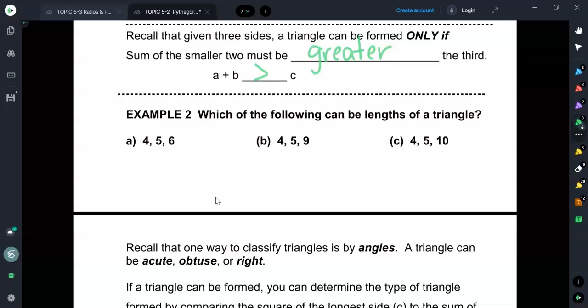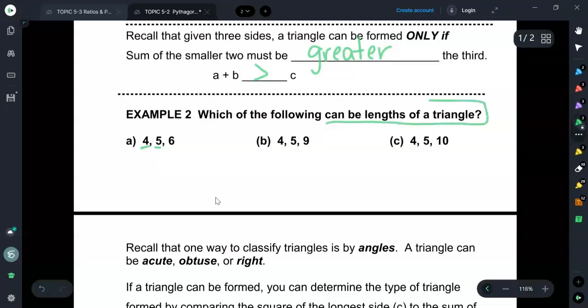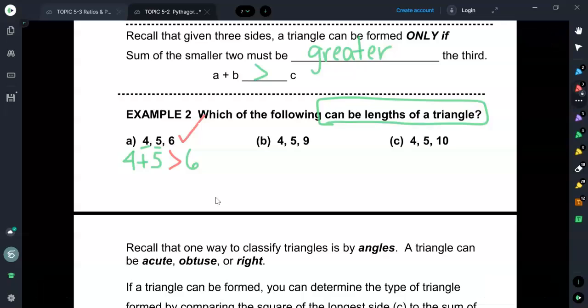Let's review first. What are my two little sides here, 4 and 5? The question is, can these be the lengths of a triangle? We're not looking at Pythagorean triples right now. We are just looking at the plain old triangle inequality. 4 plus 5 we are going to compare to 6. And 4 plus 5 is in fact greater than 6. 9 is greater than 6, so yes, that can make a triangle.